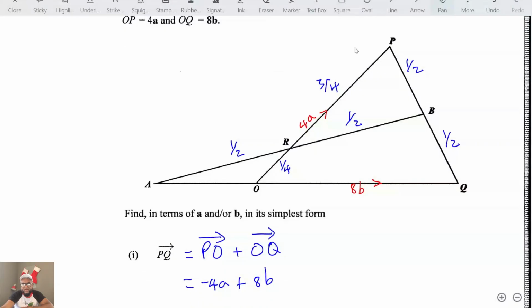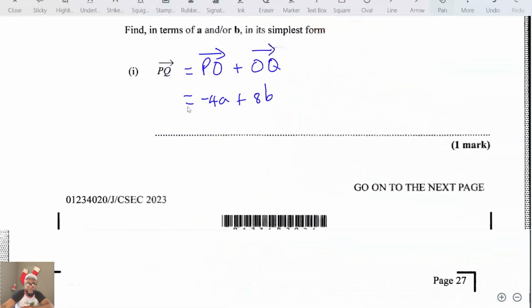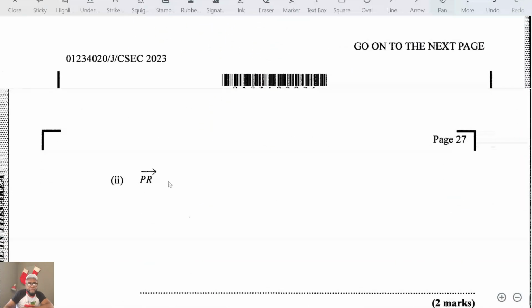PR. What are we taking for PR? PR, we don't take no way. We know that OP is 4A. So PR will be 3/4 of 4A. Well, it's negative 4A, because you're going PR, you're going against traffic.